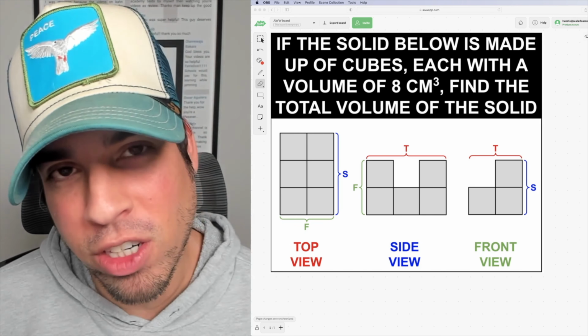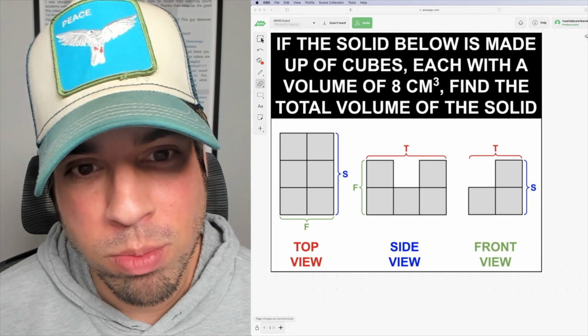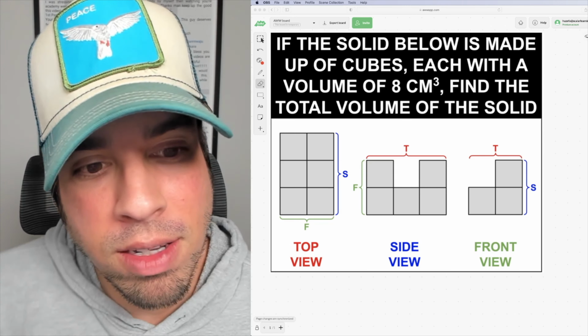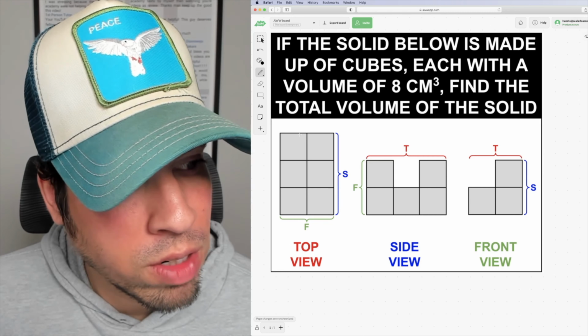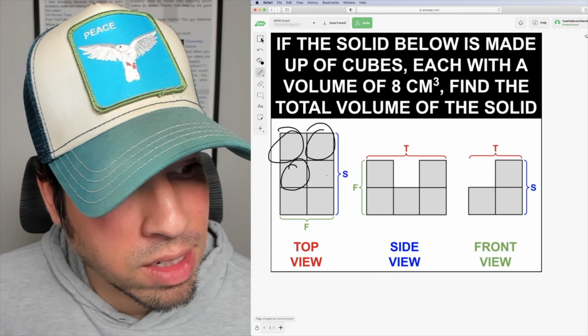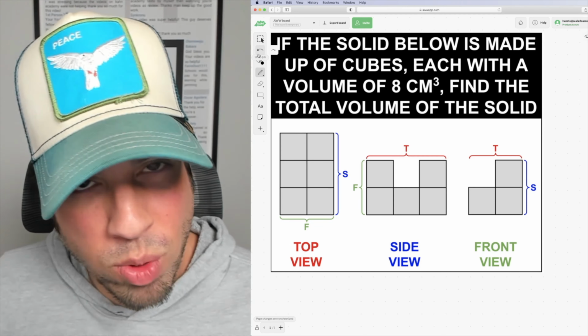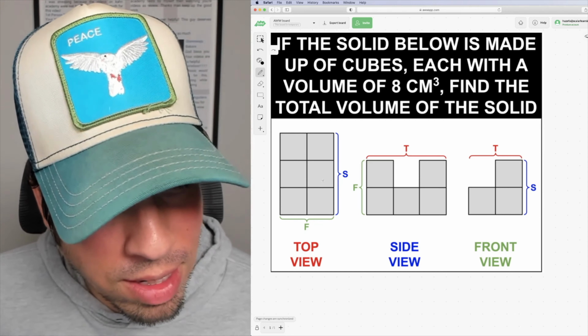In this one, the question is as follows. If the solid below is made up of cubes, each with a volume of 8 cubic centimeters, find the total volume of the solid. So what does this mean? It means that each one of these squares represents a full cube, but we don't get a look at this in three-dimensional space. We're getting a perfect view from the top down, looking straight down on it.